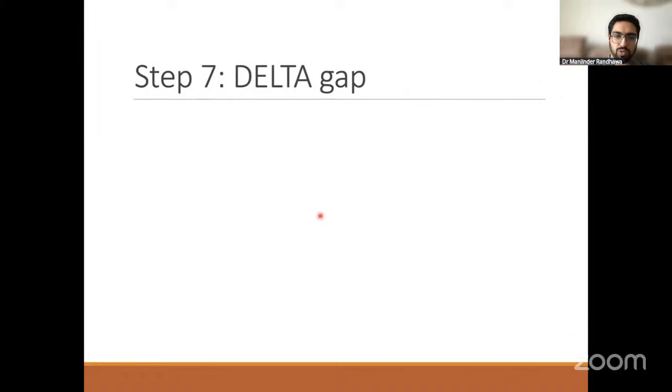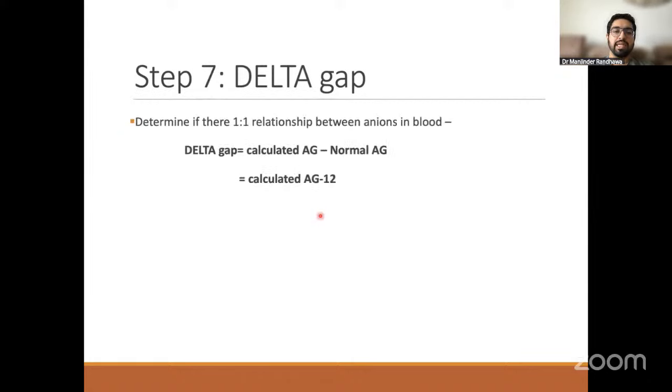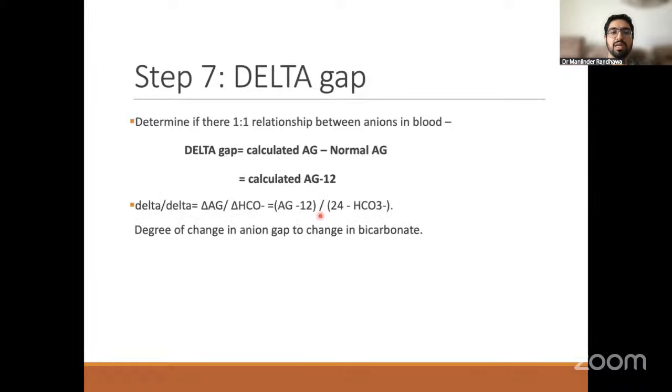So the next step to unravel that mixed picture is calculating the delta gap and delta ratio. The delta gap is nothing but the actual anion gap minus the normal anion gap. So we take 12 as normal, and the delta ratio is this delta gap divided by the change in bicarb, so 24 minus the measured bicarb. Again, we will come back to this formula when we discuss our case scenarios.